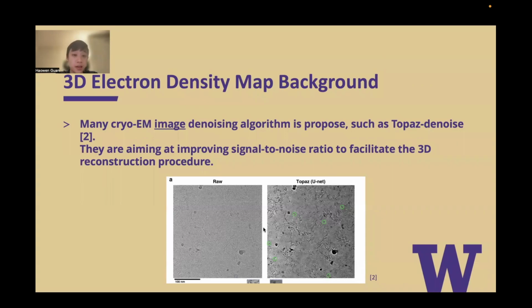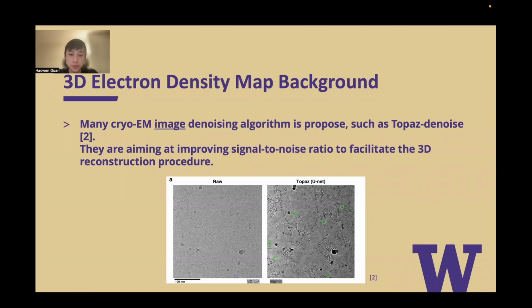Now we know the 3D electron density map is 3D reconstructed from images, and cryo-EM images are well known to suffer from the noise problem. So many cryo-EM image denoising algorithms have been proposed, such as Topaz-Denoise. All these cryo-EM image denoising algorithms aim at improving the signal-to-noise ratio, and their focus is to facilitate the 3D reconstruction procedure. Here is a picture of Topaz.